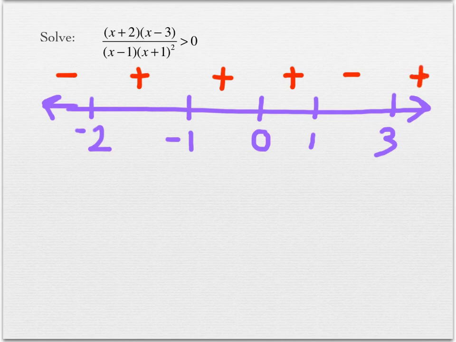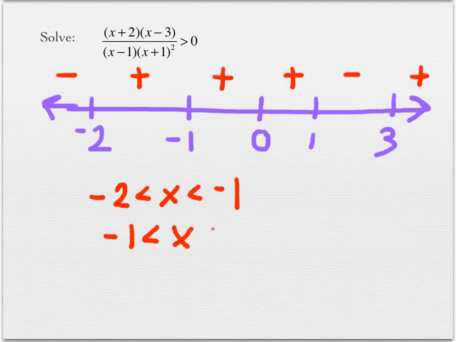Now, how does that help me in this problem? Well, keep in mind I'm interested in when this is greater than 0. So I can tell by the signs on this graph that those are the areas that I want to be my solutions. So my solutions for this particular problem would be when x is between, notice I have to use just a strictly less than or greater than sign because that's how the original was, negative 2 and negative 1. Also between negative 1 and 1.